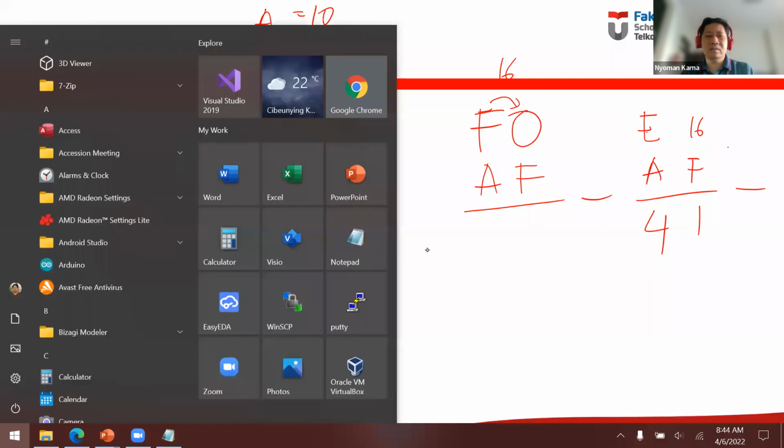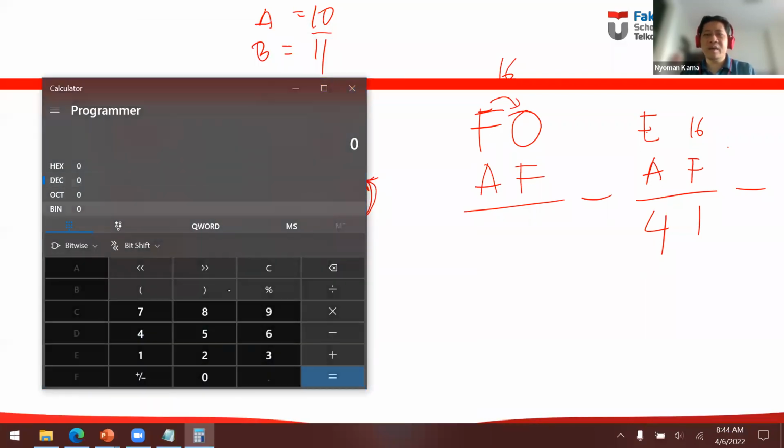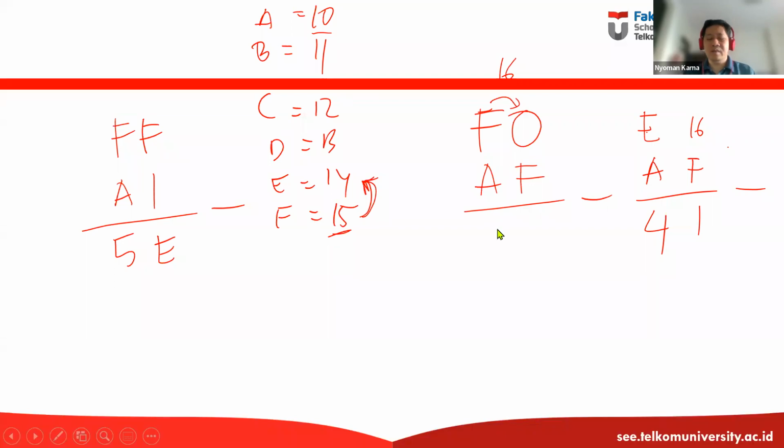Now let's check the result by using calculator. F0 minus AF. The result is 4, 1 in hexadecimal. Okay.